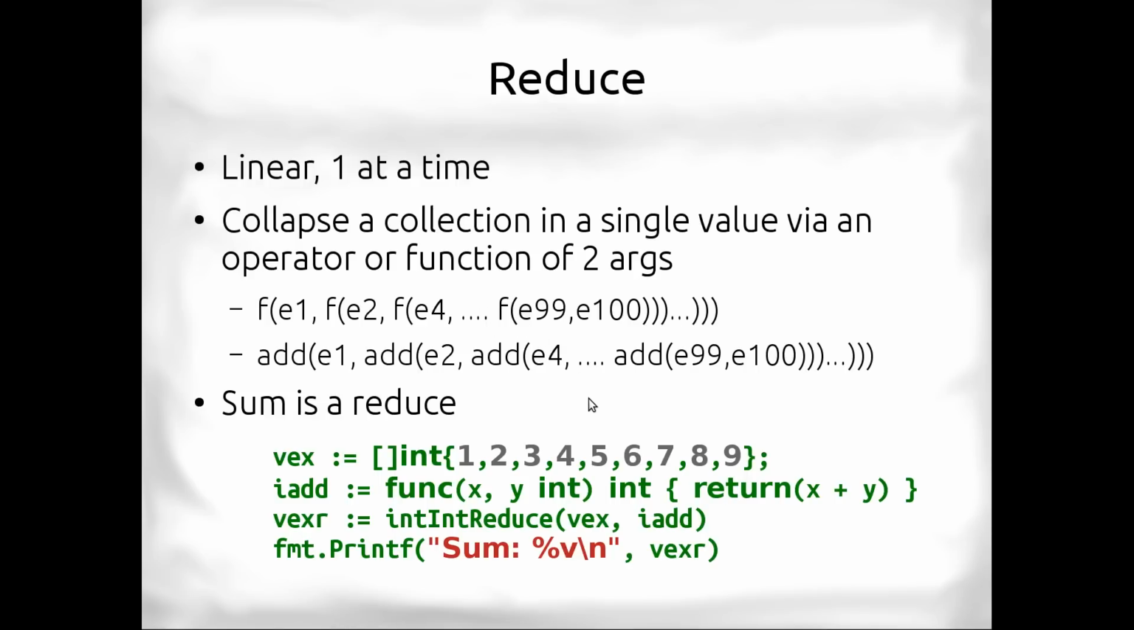Okay? So in the case of add, what it'll look like is we'll have add 1 plus the addition of the rest plus the addition of the rest. So basically we'll end up doing that many adds, and that many adds will turn out to be a sum. Basically, sum is a reduce. So here we got a list of x, and we got iadd, a function that takes in 2 parameters and returns an int, and it just returns x plus y. So to produce the sum of something, we can go int reduce, and we can go vex, so 1, 2, 3, 4, 5, 6, 7, 8, 9, iadd, and it will sum it together.